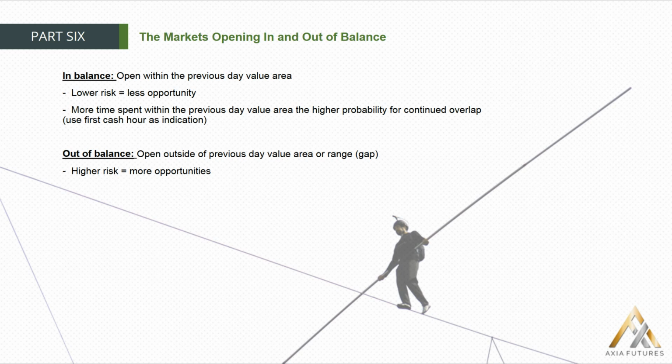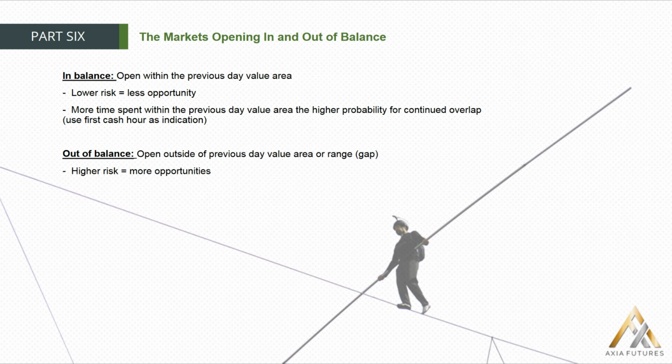So it's almost like the market says, we accepted these prices the day before. There's a higher probability we're going to initially accept these prices again today, whilst we await further information. Now, the opposite to that is where a market opens out of balance.